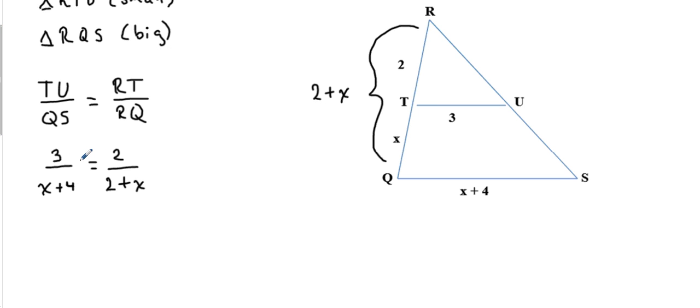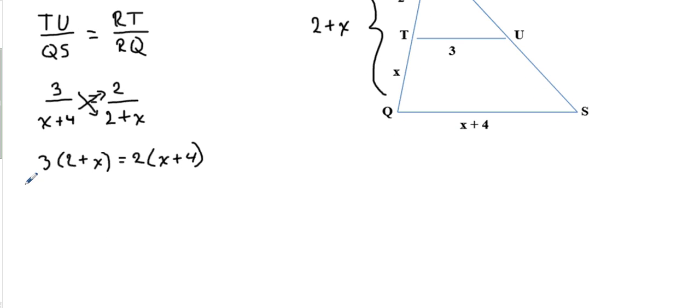Okay, so we're going to solve this proportion, and we remember that in order to solve a proportion, we cross multiply. Now 3 times 2 plus X, I'm going to write it like this: 3, and then in parentheses, 2 plus X. When I cross multiply this way, I have 2 times X plus 4, so 2 parentheses X plus 4. Our next step is going to be to distribute the 3, here and here, and distribute the 2, here and here. 3 times 2 is 6. 3 times X is 3X. 2 times X is 2X. And 2 times 4 is 8.